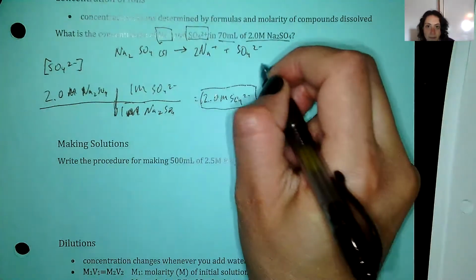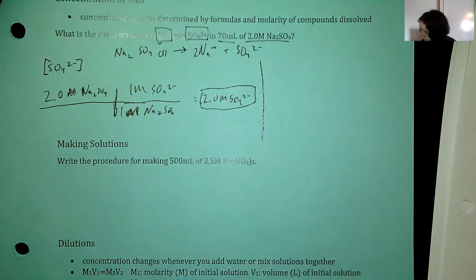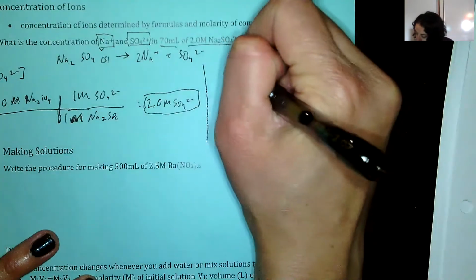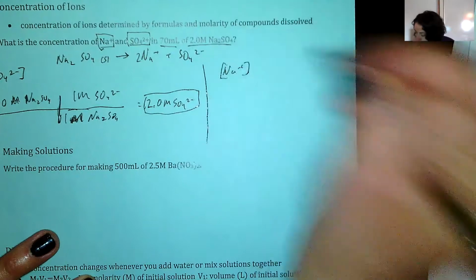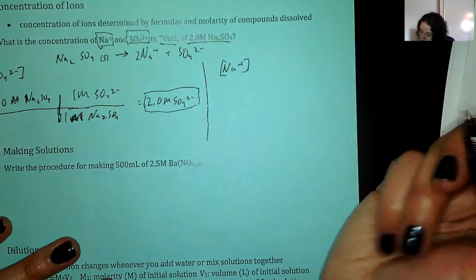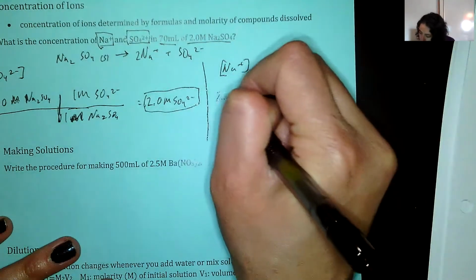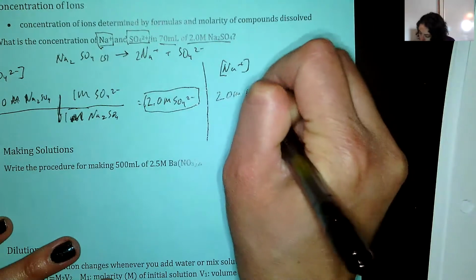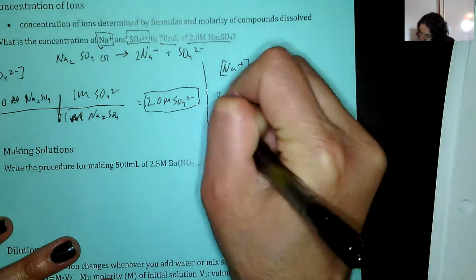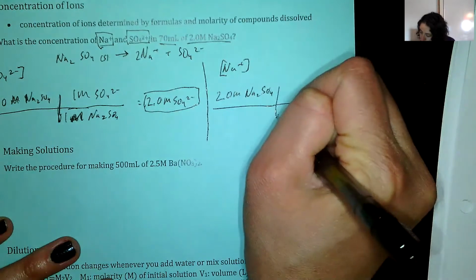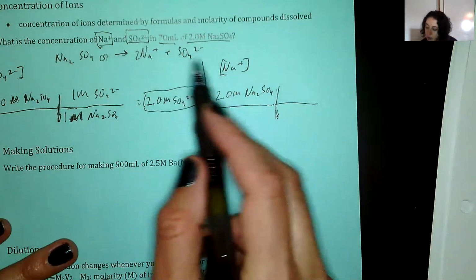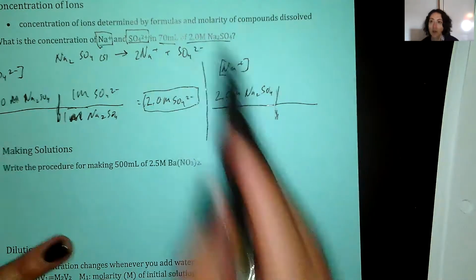But what about sodium? Sodium ions, the concentration. We know that our concentration of sodium sulfate is 2.0 molar.